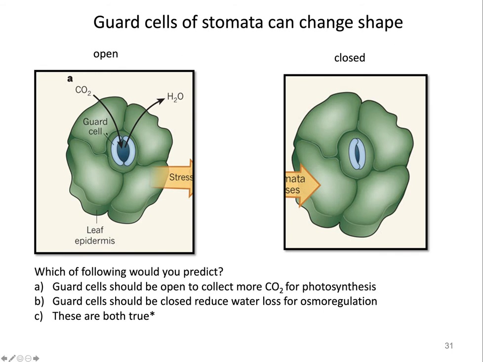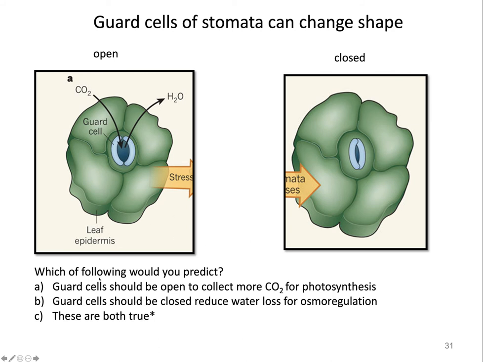So we learned that guard cells can change shape. Here's a guard cell, here's an individual stoma. When this thing's open, it allows CO2 to get in for photosynthesis, but also water can escape from the plant. So it's losing water and potentially drying out. Whereas when it's closed, CO2 can't get in, so the plant can't do as much photosynthesis, or can't do photosynthesis at all without CO2 getting in. But also it's no longer losing water.